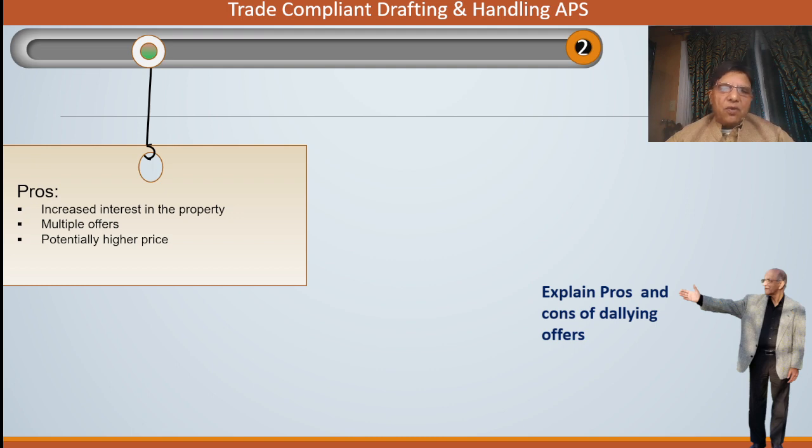You will most likely not be able to get even the listed price. If you're lucky enough, you may well get it, but if it is a buyer's market, it's difficult to get the multiple offers and the price your client is looking for.